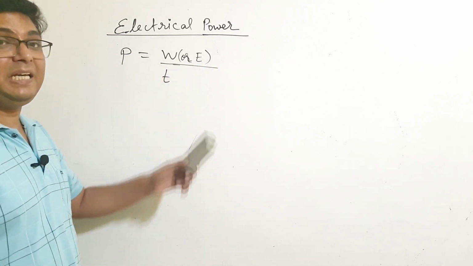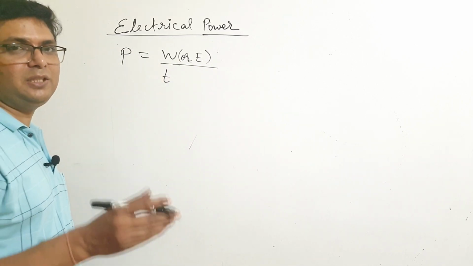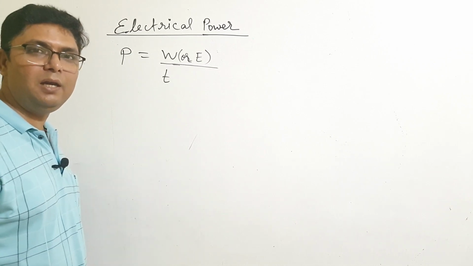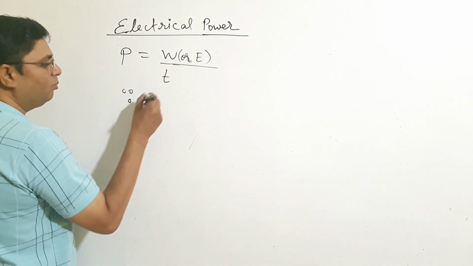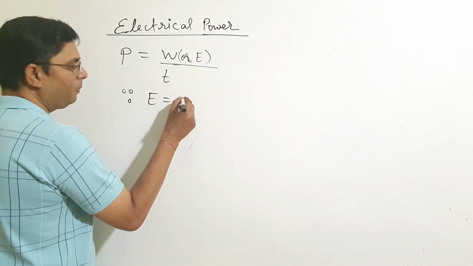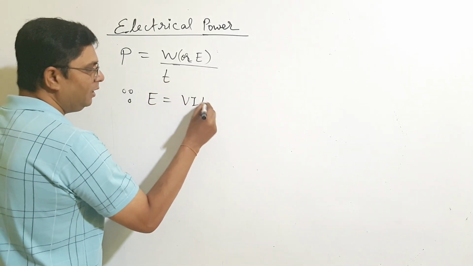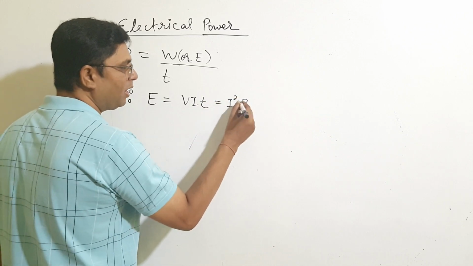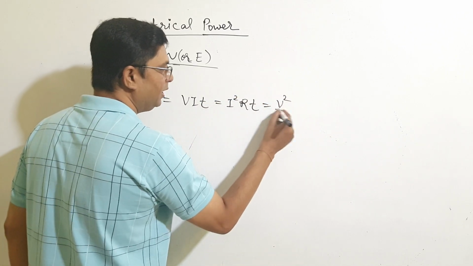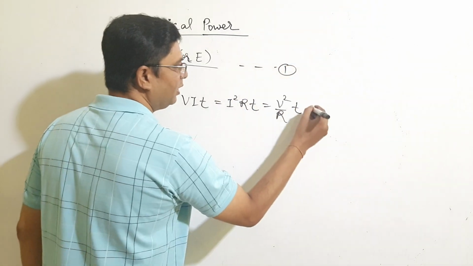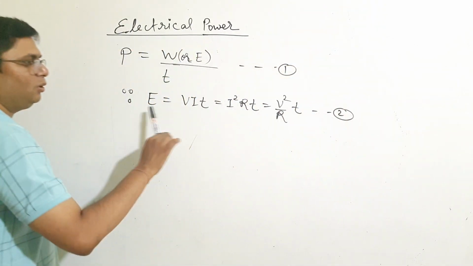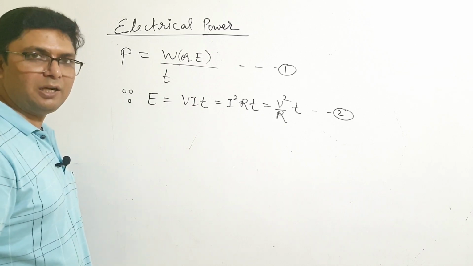If energy is electrical, the electrical energy divided by time is said to be electrical power. We know the electrical energy formula, energy E equals VIT, which is equal to I square RT, which is equal to V square upon R into T. This is equation 1, this is equation 2. Equation 2 gives you the electrical energy.